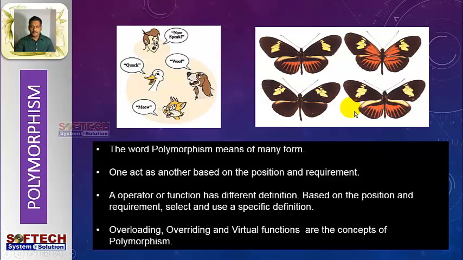So the word polymorphism means of many forms. One acts as another based on the position and requirement. Based on the position and requirement, one gives a new meaning. So this is a kind of polymorphism.